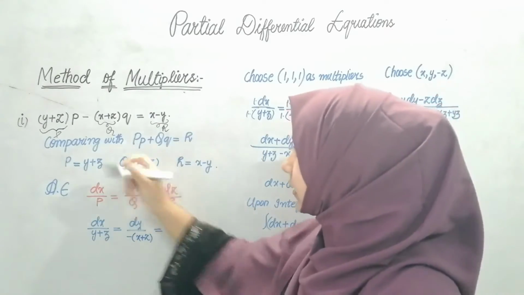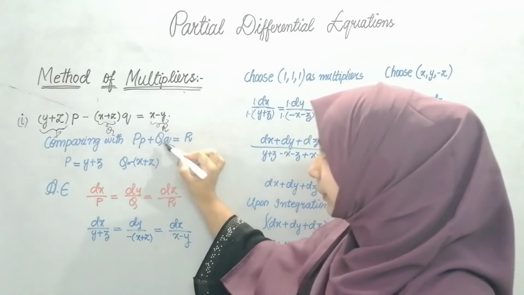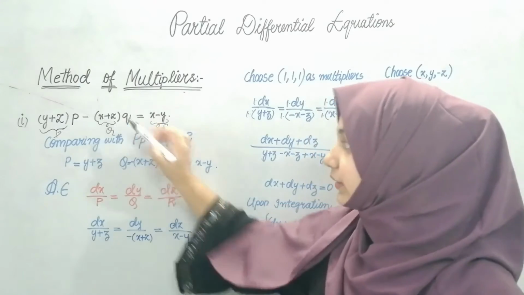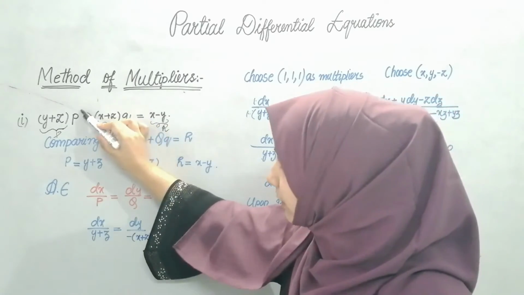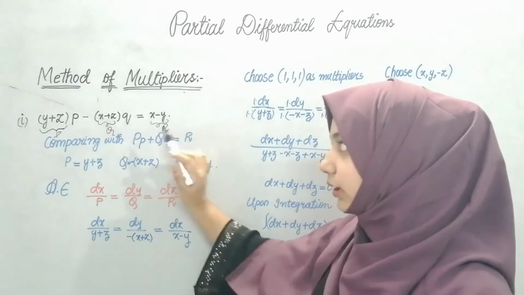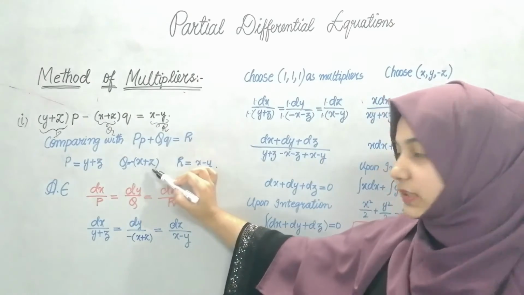Here q, if you see, this is plus capital Q small q. You have minus of x plus z into q. So your capital Q will now be minus of x plus z. Okay, remember this. This is minus of x plus z, not just simply x plus z.